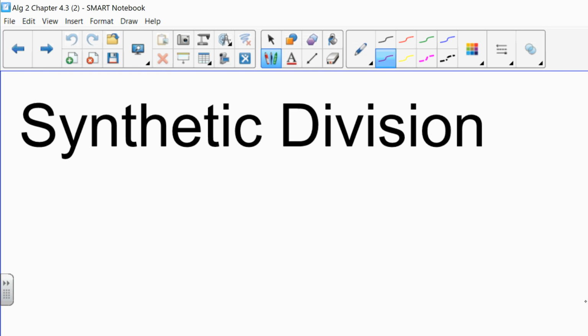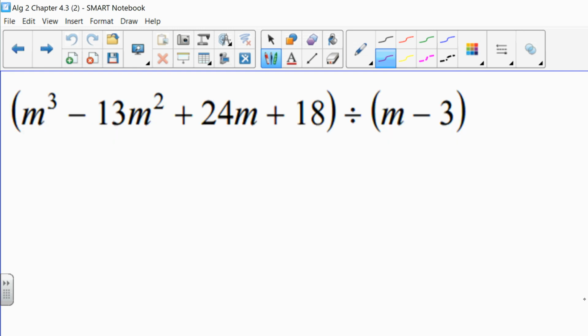What we're looking at today is synthetic division. Now, synthetic division is going to be a little bit different than long division, and for the most part, most students find it easier to do synthetic division than it is to do long division. Now, when we do synthetic division, there's a few things that we need to do.